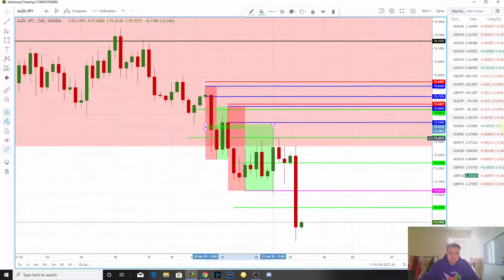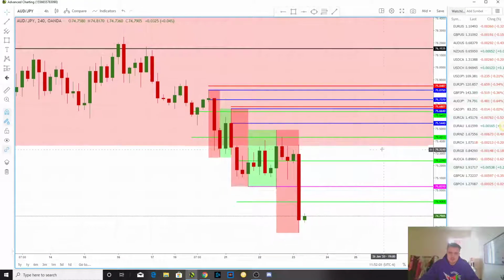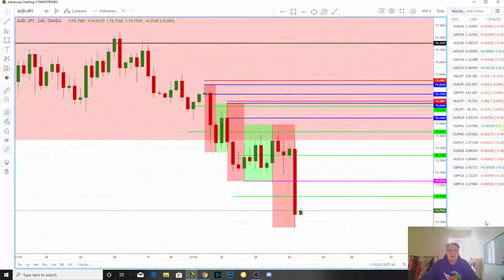Alright. So the Aussie yen. Figured this would happen. See, I knew this was going to happen because the Aussie CAD trade stopped me out. I'm like, man, it just isn't going to get up there. That's annoying.